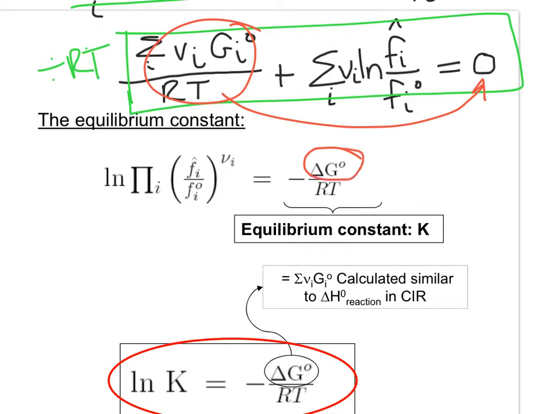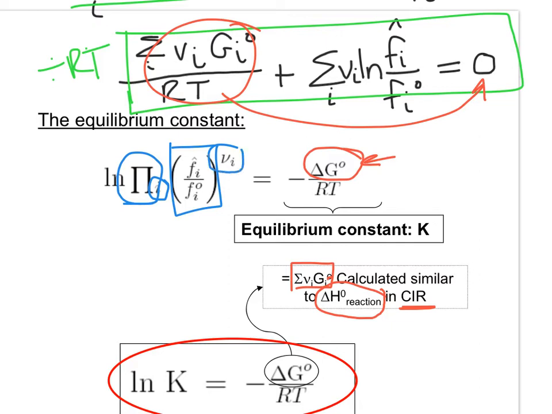that the sum of stoichiometric numbers multiplied by the Gibbs free energy of each of the components in the standard state gives the standard state change in Gibbs free energy of the reaction, similar to the standard state change in enthalpy or heat of the reaction like you calculated it in SIR. This beautiful pi symbol over here means that I have to take the product over all the components i, not the sum, of this fugacity ratio of each of the components raised to their stoichiometric number. And remember, this is negative for reactants and positive for products.